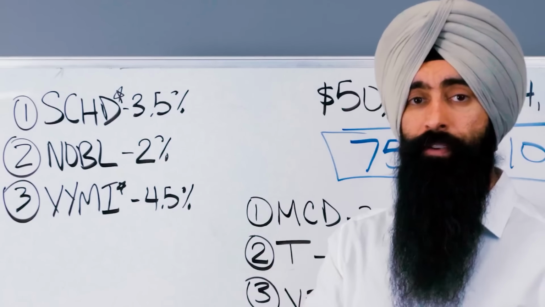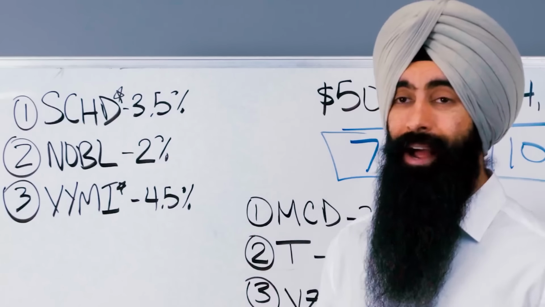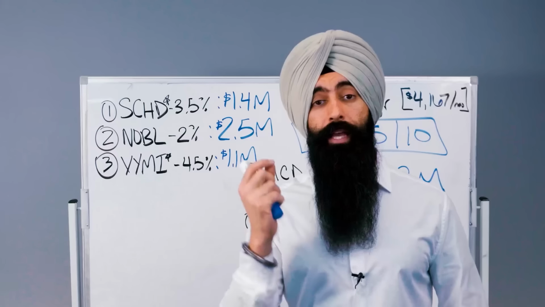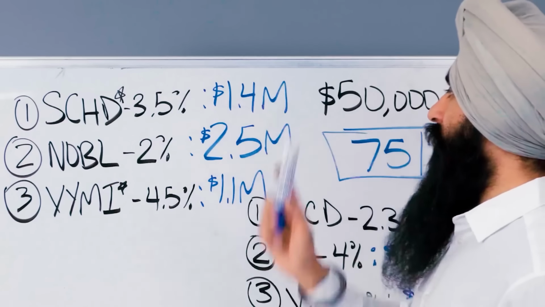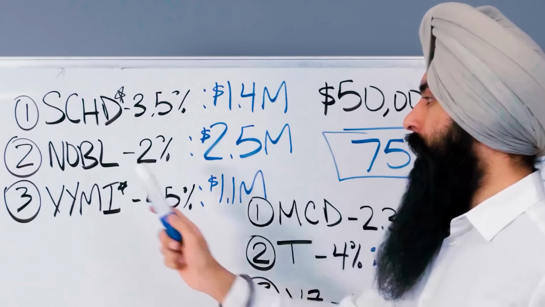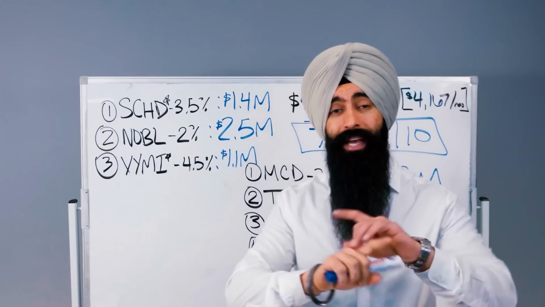SCHD at the time we're recording this video is paying out 3.5% a year. NOBL is paying out 2%, and VYMI is paying out 4.5%, which means if you wanted to achieve the $50,000 a year today, then you would have to invest $1.4 million into SCHD, $2.5 million into NOBL, and $1.1 million into VYMI. But again, that's not the game.